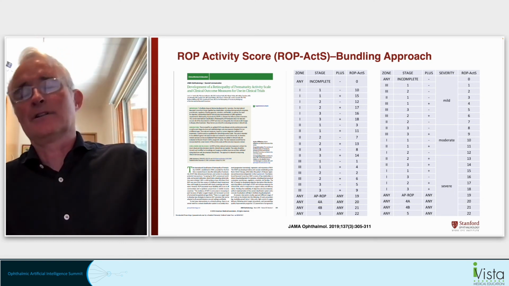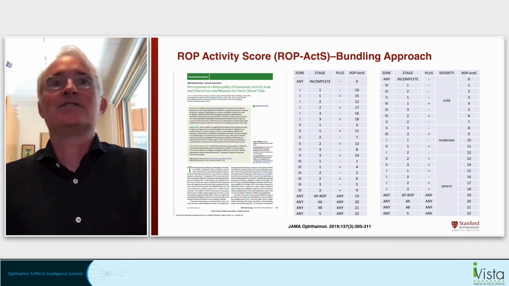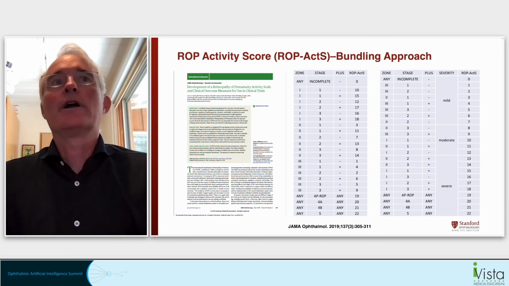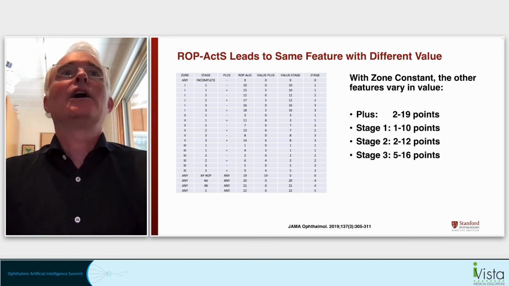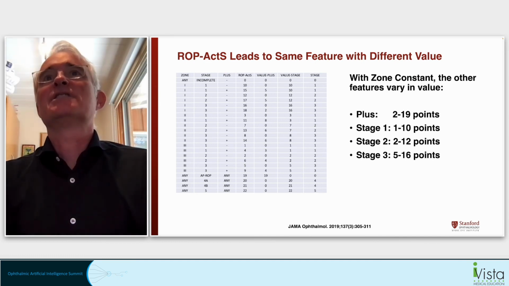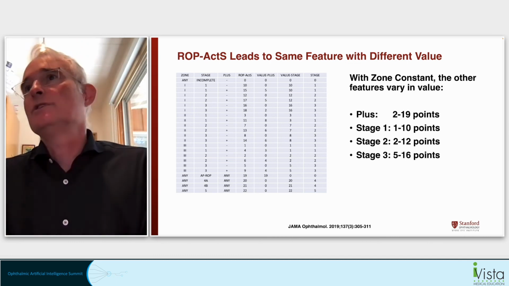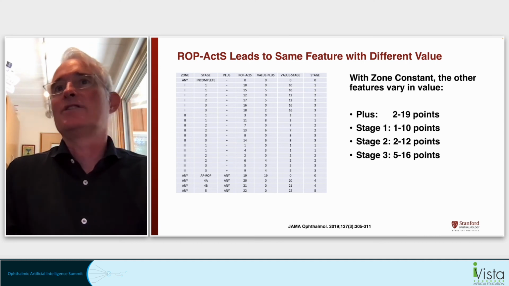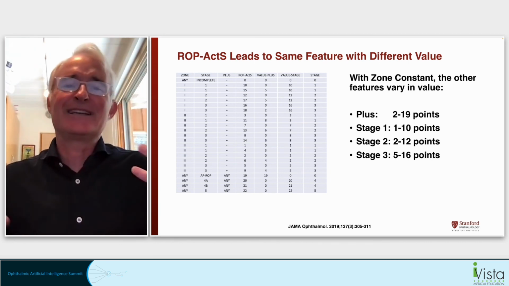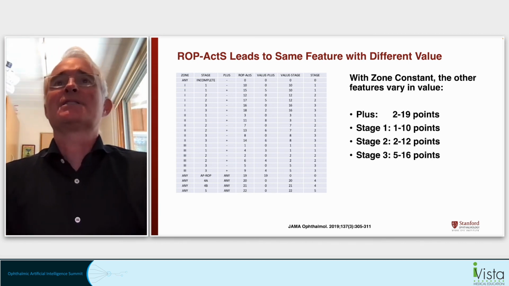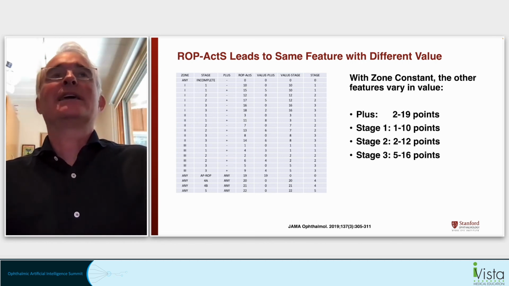It says, we want to look at zone and stage and plus and assign them these 23 levels ranging from 0 to 22 and come up with a score. And you cannot unbundle this. It's a little kludgy, and it has one big problem, which is that if you hold the zone constant, plus disease ranges from 2 to 19 points. And similarly, stage 1, 2, and 3 have varying point levels, which is intuitively disconcerting. I always want to say, hey, plus is worth this, stage 1 is worth that, stage 2 is worth this. And here you can't do that.